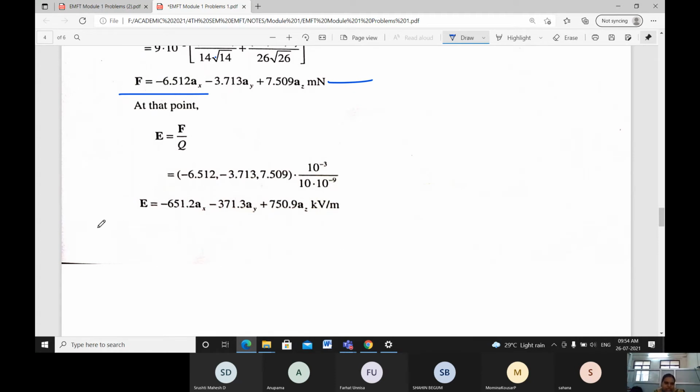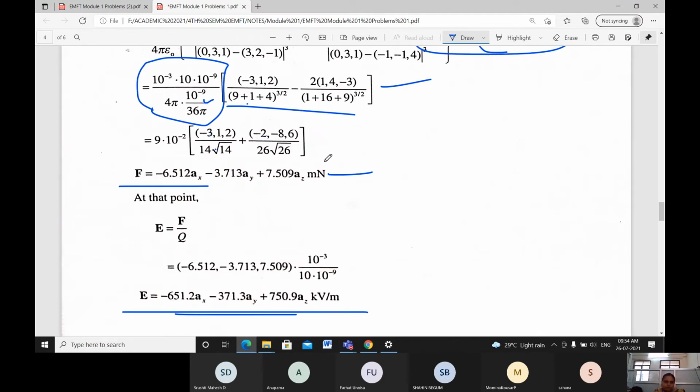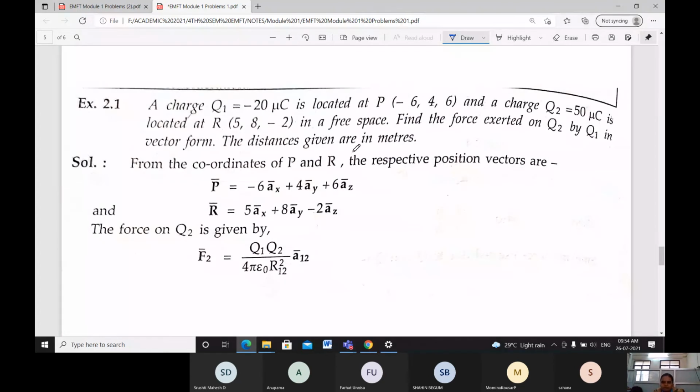Then you will get the electric field intensity as minus 651.2 ax minus 371.3 ay plus 750.9 az kilovolts per meter. This is the electric field intensity you will be getting. This is one problem. Next problem.